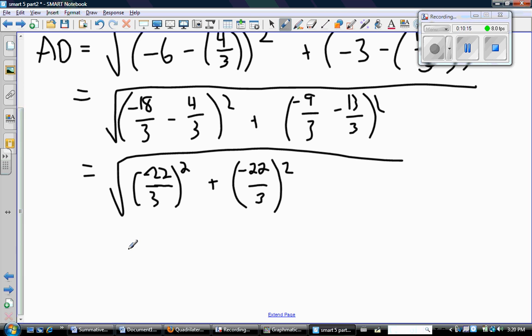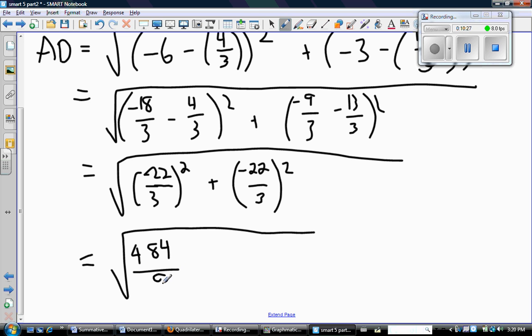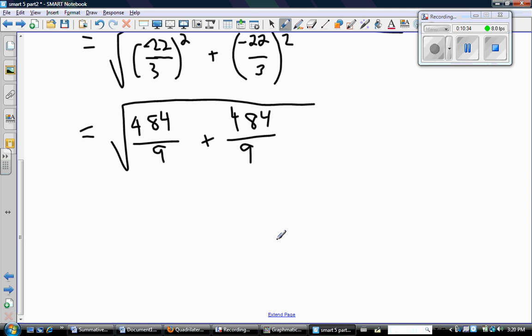So now I'm going to square 22. What's 22 times 22? 484. 3 squared is 9. I didn't need a calculator for that one. So 484 over 9. You know that a negative times a negative is a positive, right? Of course you do. So 484 plus 484 is 968 divided by 9. So I already know that that is not the same length as AB.